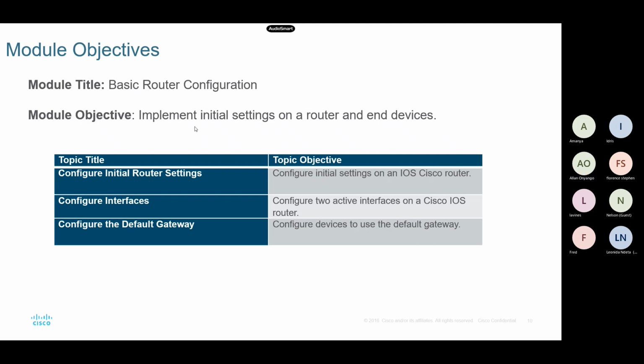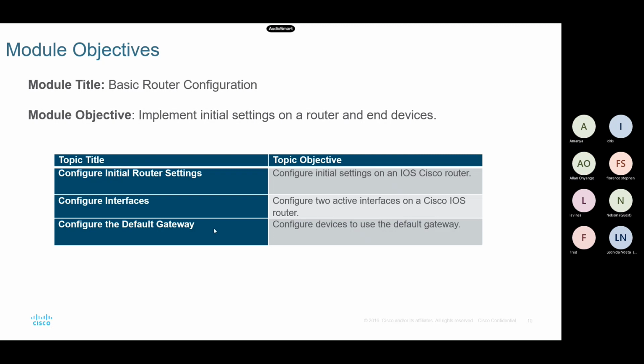And so you can see, configure initial settings on a Cisco router. Same things we did. And then the only addition for us is we're going to configure and activate interfaces of a router, and we are going to configure the default gateway in a switch. Those are the only two commands we're going to be adding.